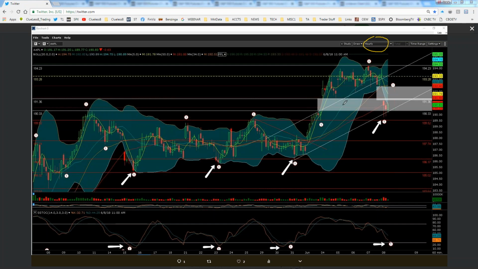These shaded areas are the gaps right there. So here's one gap. Here's the other gap. This was the Friday gap. This was the gap up. This is the gap down.